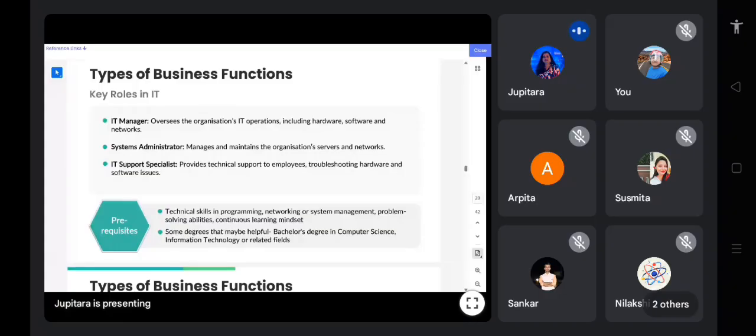Okay. So, IT sector: technical skills in programming, networking, system management, problem solving abilities, continuous learning mindset. These are some of the prerequisites for the IT sector. System administrators are mainly in healthcare sector and education sector. So these are those profiles you can look into. Then IT managers are mainly in hardcore IT companies.